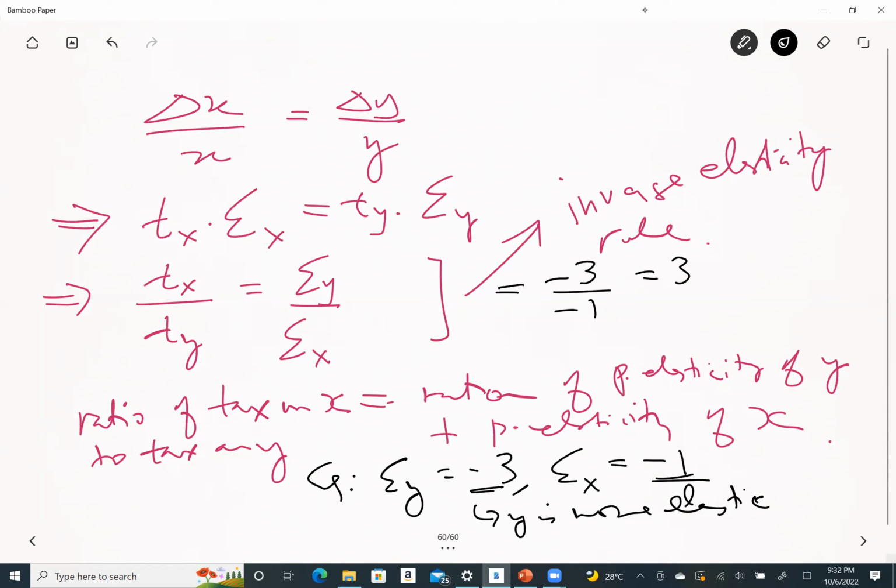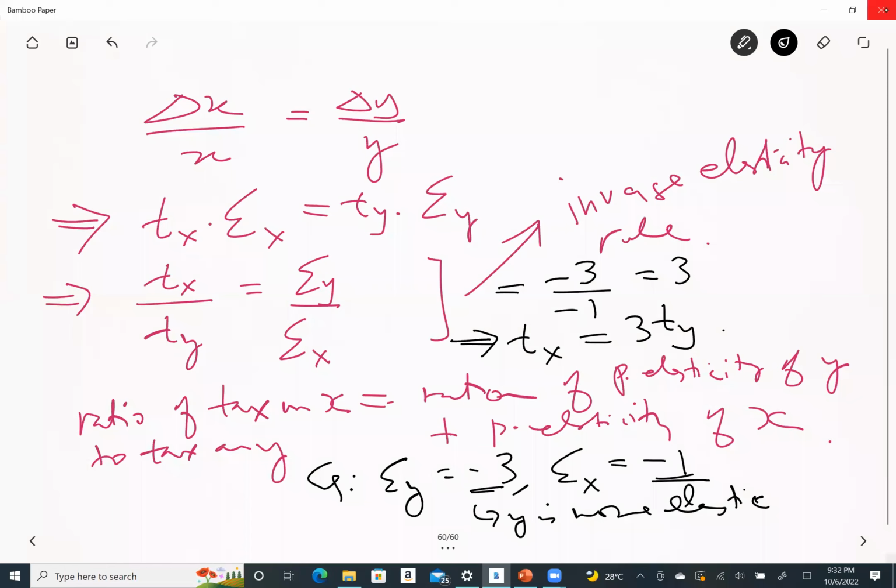Now, what does it mean? In terms of the tax that you charge on X, the tax we charge on Y. Now, to make it clearer, at least to me, what you do, you bring the Y to the other side. So now I got Tx is equal to 3 Ty. Now, how do you tax X relative to the tax on Y? 3 times. So you tax X 3 times the tax on Y.